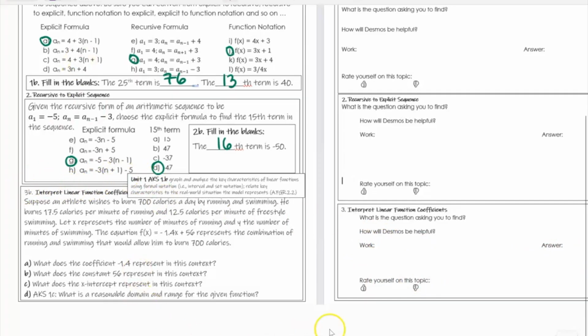And remember, these are titles for the actual Delta Math. So you're going to actually go to Delta Math and practice these so that you know how to do them. All right, so 1B.